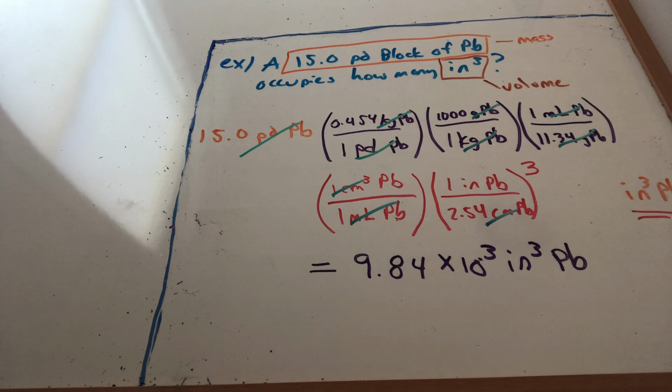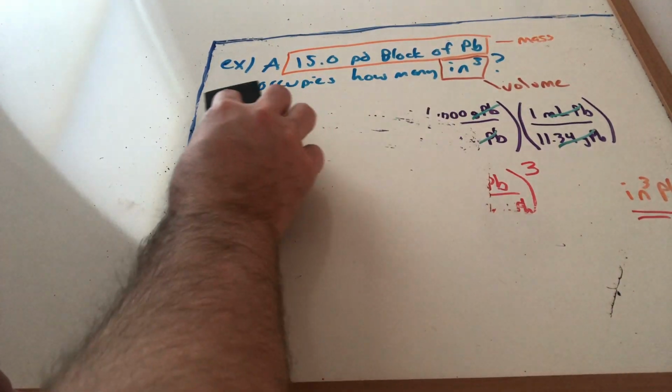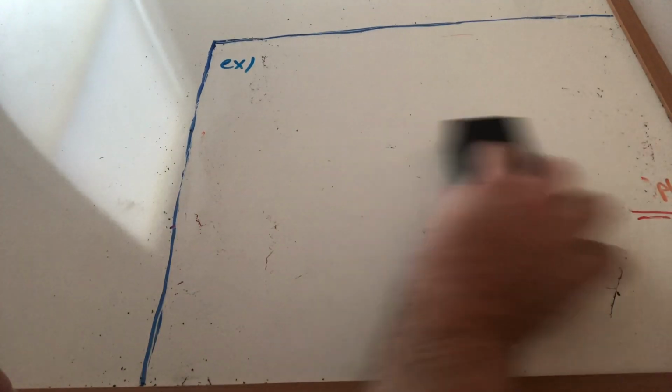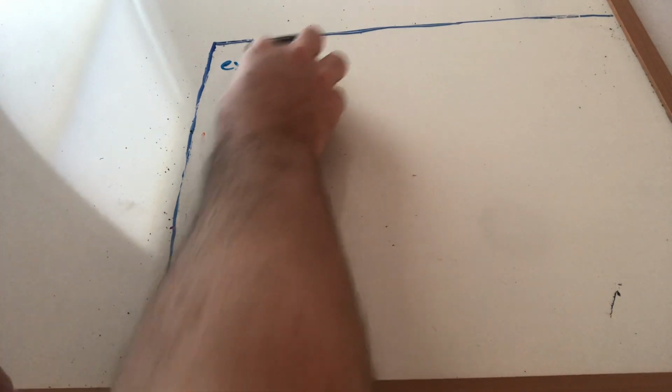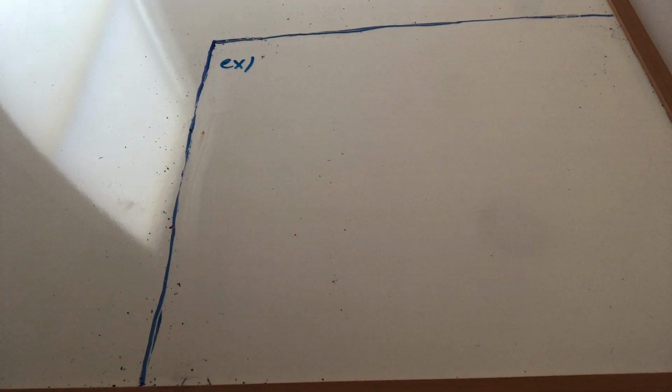So I'm going to set up another problem, and then I actually want you to try it yourself, like pause the video and give it a shot. And it has to do with lead again, so you can use the density of lead again. And then we're going to go over it one more time together. So it's like one last example we're going to do.